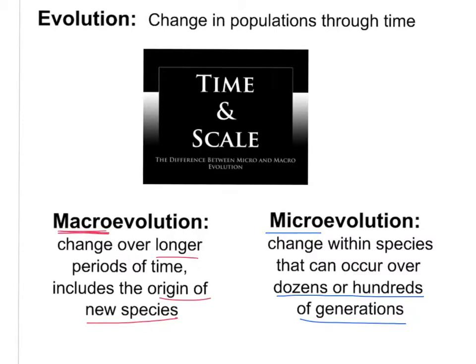Microevolution deals with dozens or maybe hundreds of generations, and it's a change within a species that occurs. Macroevolution is talking about the origin of species. Microevolution is talking about just within a species. We're looking at changes that occur. So that's the difference between those two types of evolution regarding time and scale.